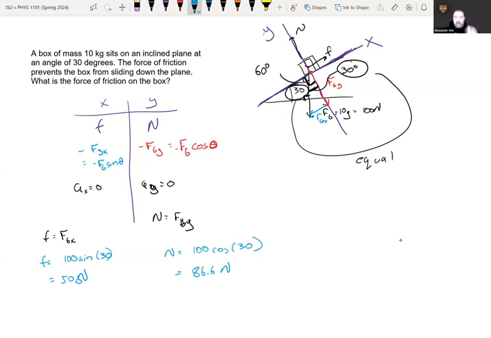Now, we only were asked to find the friction, so friction is 50.0 newtons, but that is basically how you would do it. Okay, so the lectures have gone a bit long.